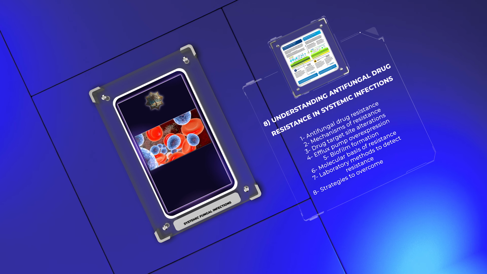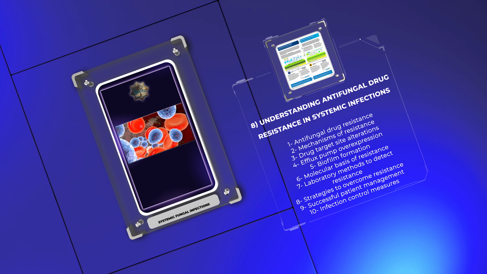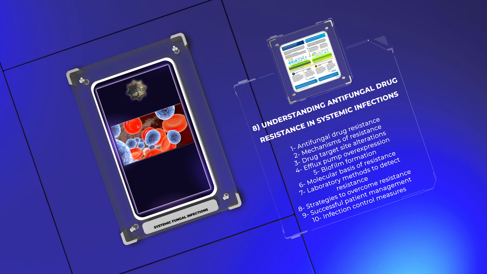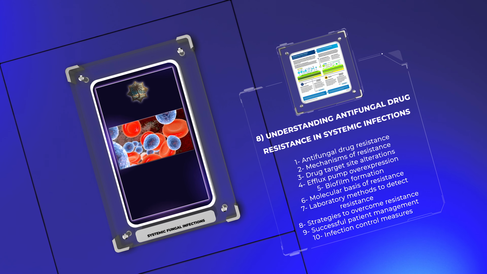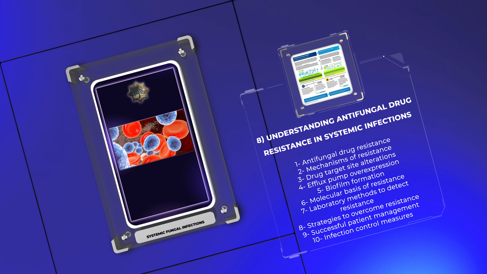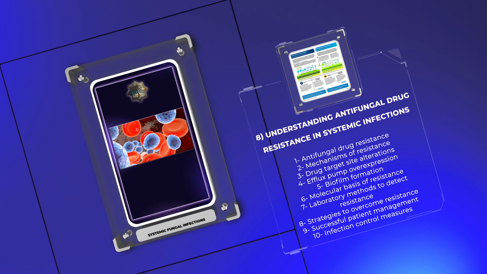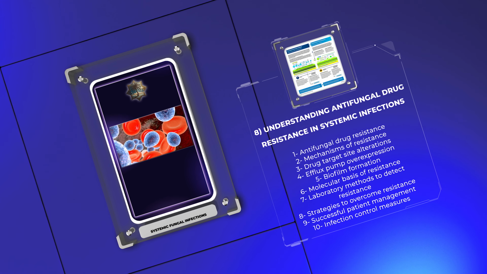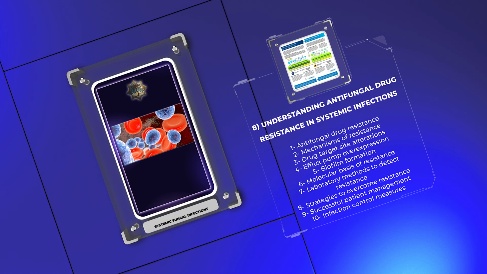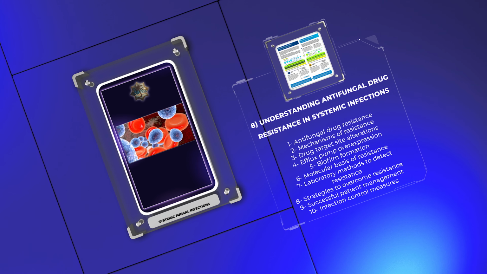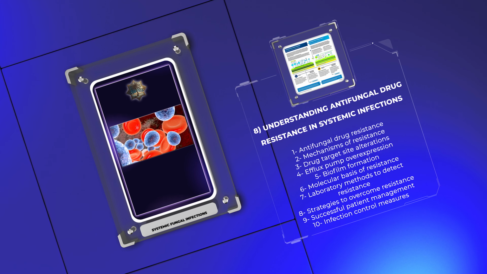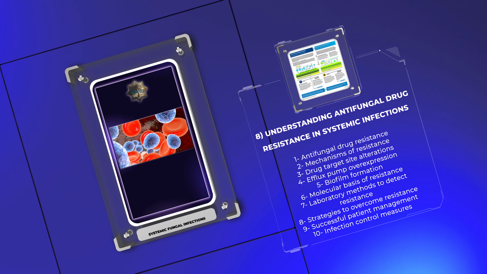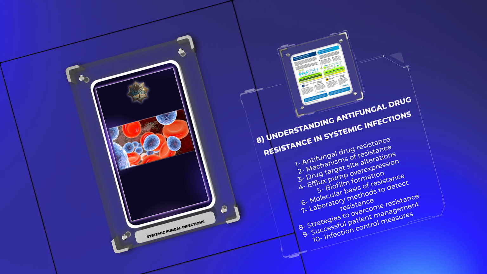The emergence of antifungal drug resistance poses a significant challenge in the management of systemic fungal infections. Resistance can develop through various mechanisms, such as alterations in drug target sites, efflux pump overexpression, and biofilm formation. Understanding the molecular basis of resistance, laboratory methods to detect resistance, and strategies to overcome resistance are crucial for successful patient management. Additionally, appropriate infection control measures are essential to prevent the spread of drug-resistant fungal strains in healthcare settings.